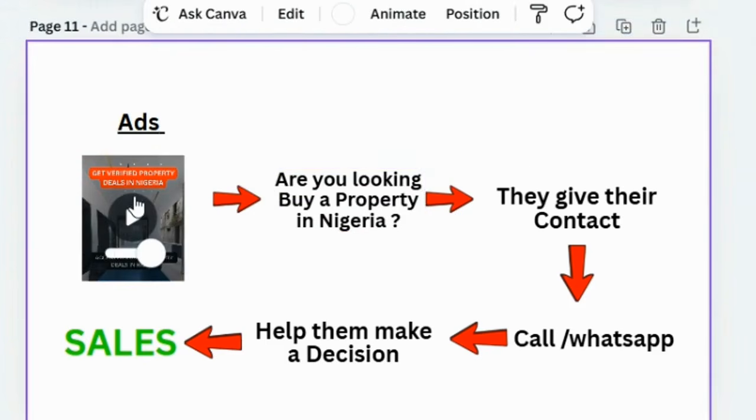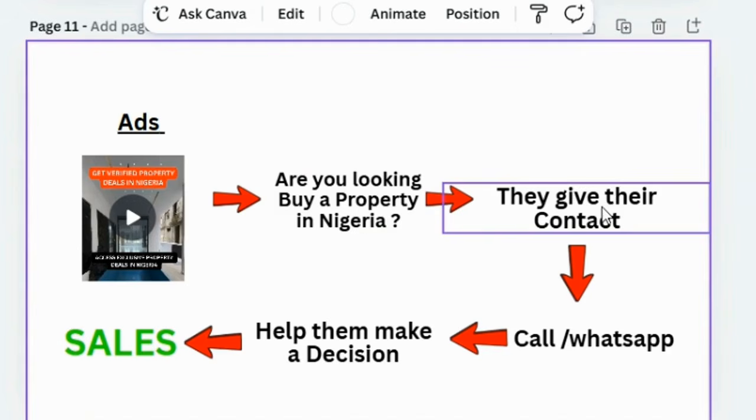Now, remember, this is the campaign. This is the advert. They answer this simple question, which is yes or no. In this campaign, we've gotten people that say they want to buy properties immediately, and people that say they want to buy in a few months' time. So this question is very, very important. When that has been done, it leads them to a place where they give their contacts, their phone numbers and their emails, which is very important.